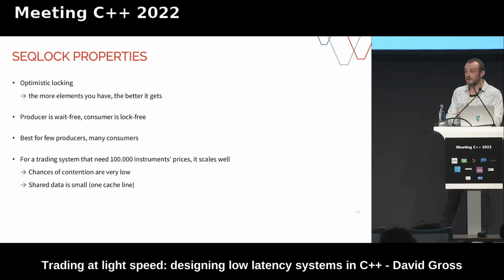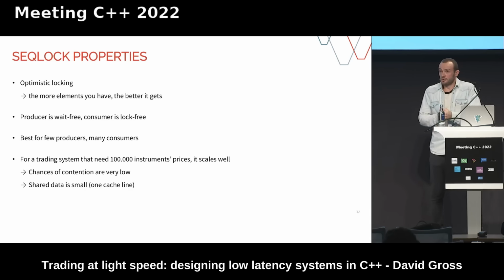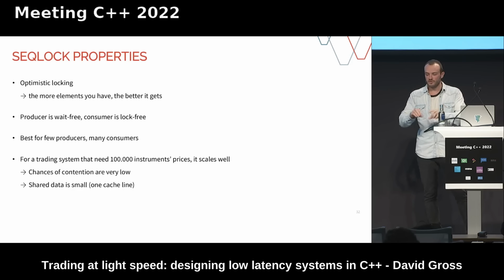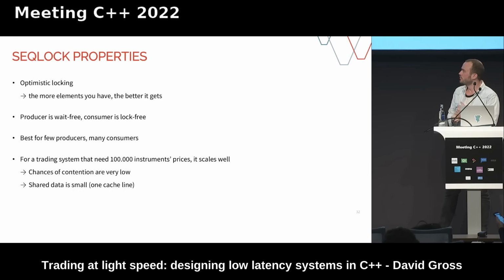So that's quite nice. And then the last characteristic is the producer is wait-free. The producer always gets the write, you always get the lock, no matter what the readers are doing. And that's also really nice. So again, for a system where you have 100,000 of these very small elements to share, the chances of contention are very low. And that's a great property: the more elements you have, the better it scales. In general, in systems, it's the inverse. And in general, the data we share is quite small. We are talking about a few doubles or floats. We want to have a few prices there or volumes in our system, so it works quite well.